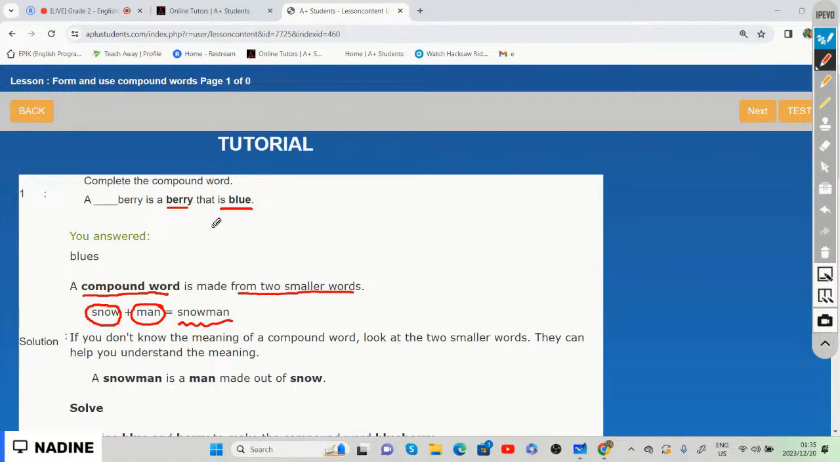All right, so a what berry is a berry that is blue. Which means that we can say a blueberry is a berry that is blue. So basically we took that word blue and we just had to put it there. So a blueberry is a berry that is blue. There we have the word blueberry.